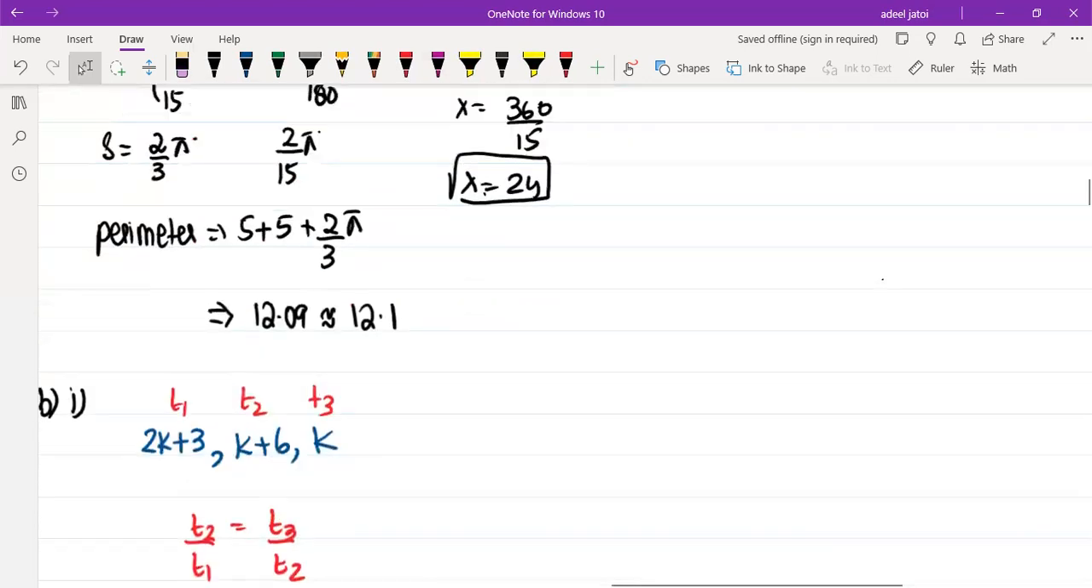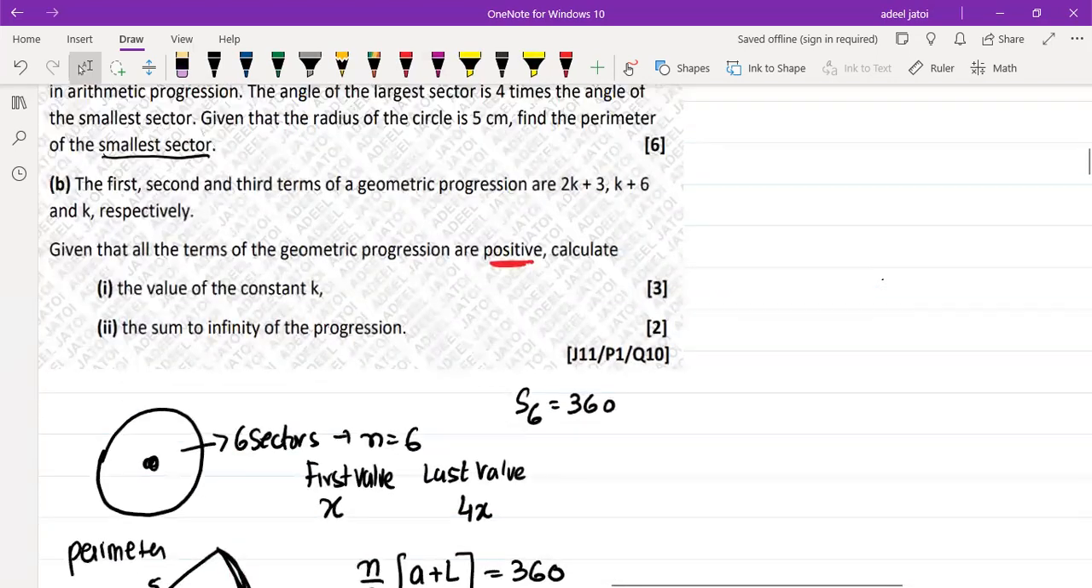This question was tested in June 2011, paper 1, question number 10.